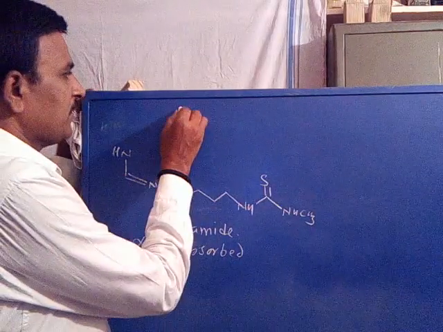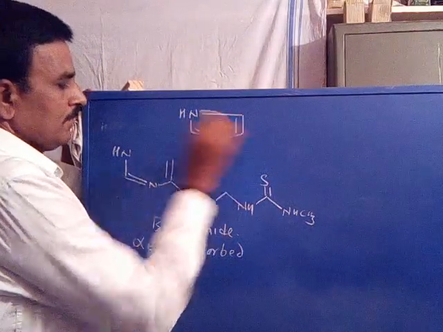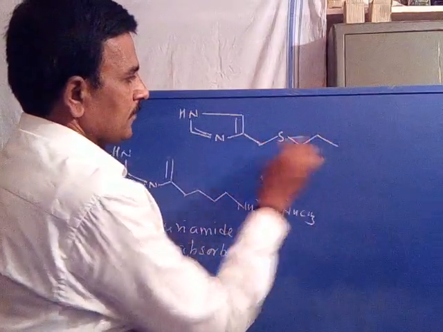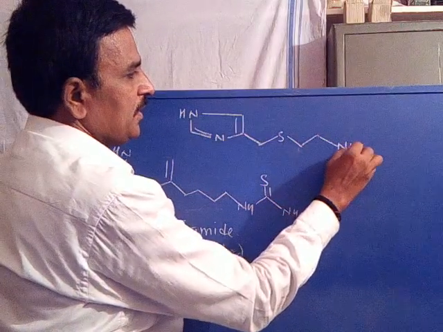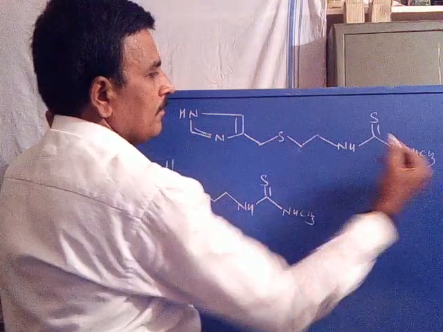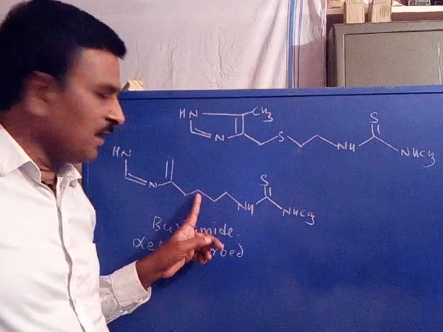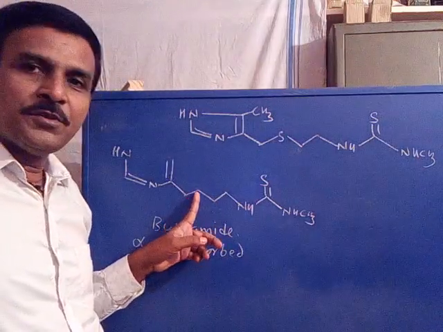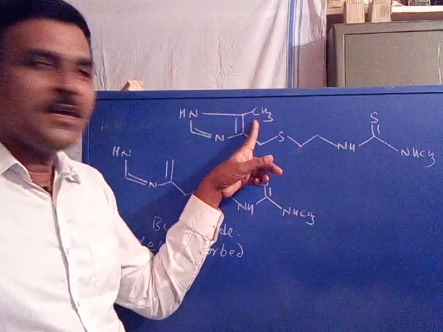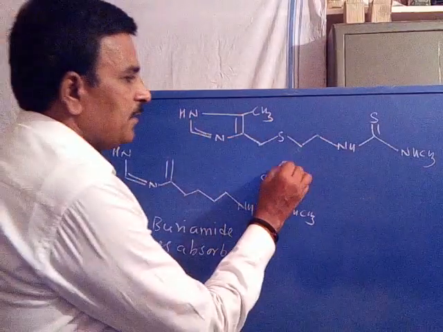Therefore, it is further modified as: 1, 2, 3, 4, NH here, CH3. Now there are two changes. One sulfur atom is introduced at the second position. Here a sulfur is introduced, and the other change is that a CH3 group was introduced in the imidazole ring. Now this is metiamide.